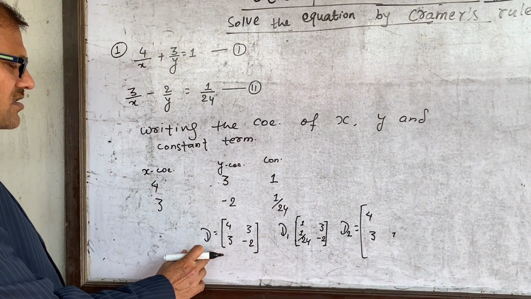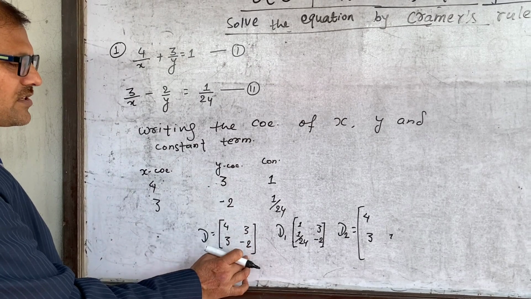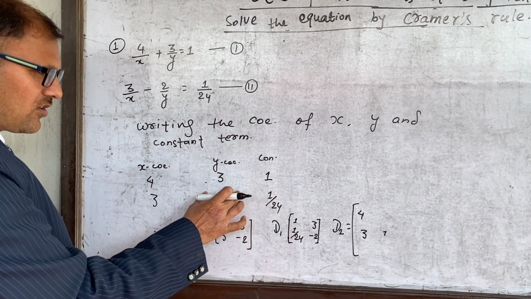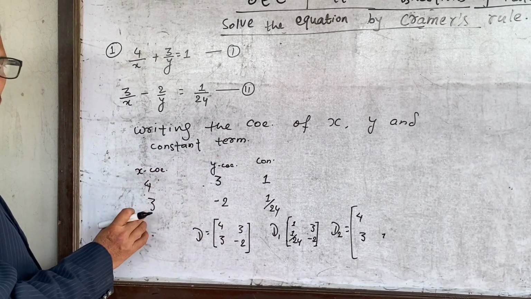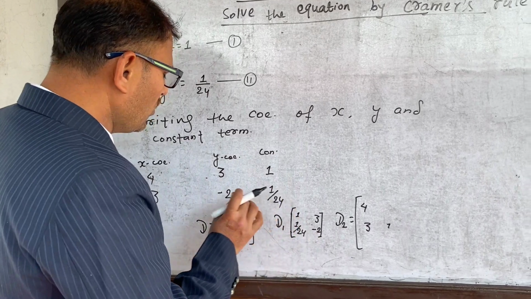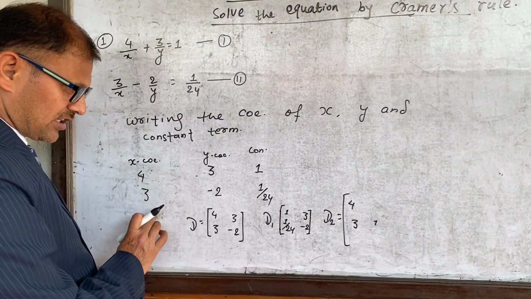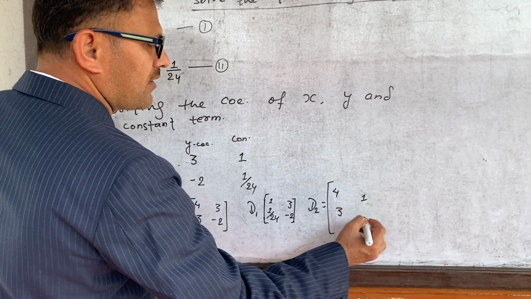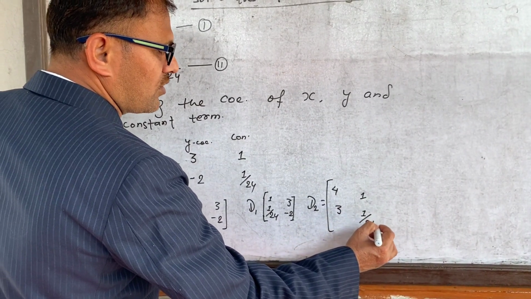Now D is equal to the x coefficient and y coefficient. D1 is equal to the constant and y coefficient. D2 is equal to the x coefficient and y coefficient first, then for D2 the x coefficient 4, 3 and constant 1 and 1 by 24.